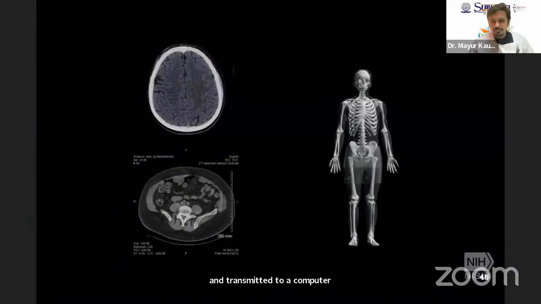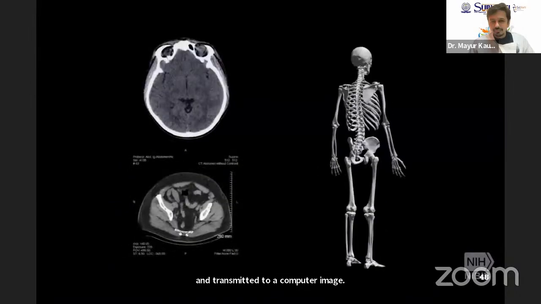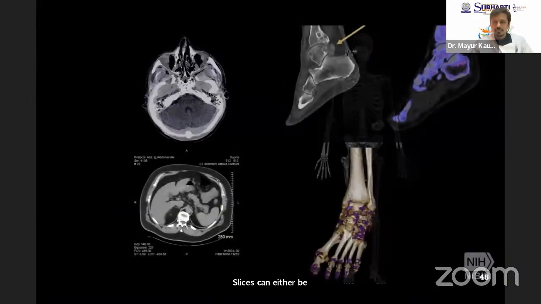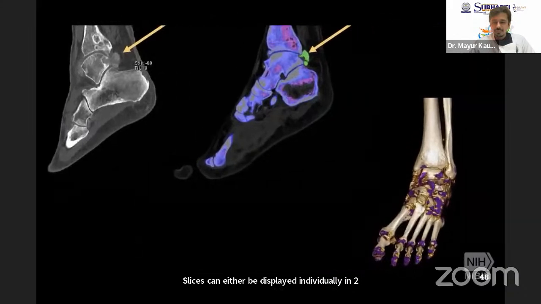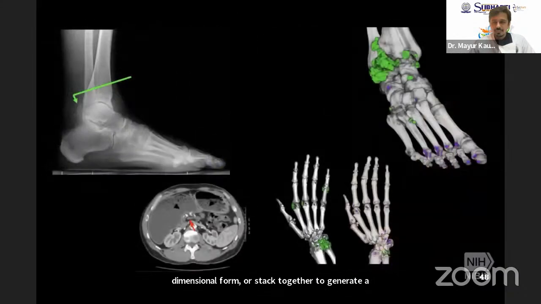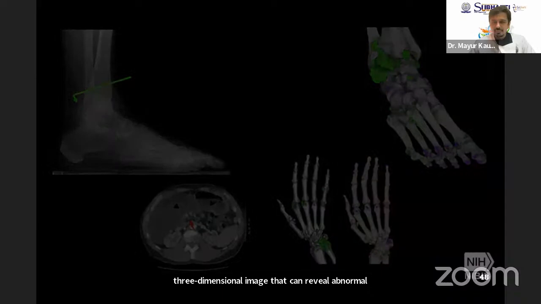Image slices can either be displayed individually in 2-dimensional form or stacked together to generate a 3-dimensional image that can reveal abnormal structures or help the physician plan and monitor treatment.